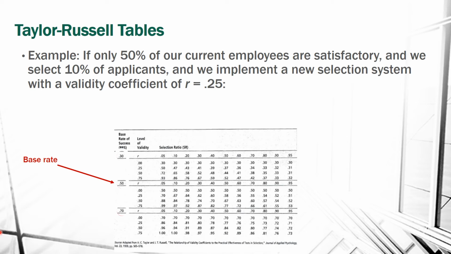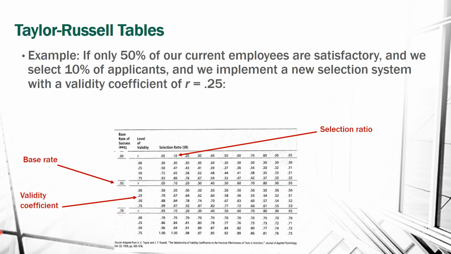Let's say that it's a pretty good labor market. We get lots of applicants. We can afford to be picky. We're going to select the top 10%. And we're looking at a new selection system that we've estimated has a validity coefficient of 0.25.